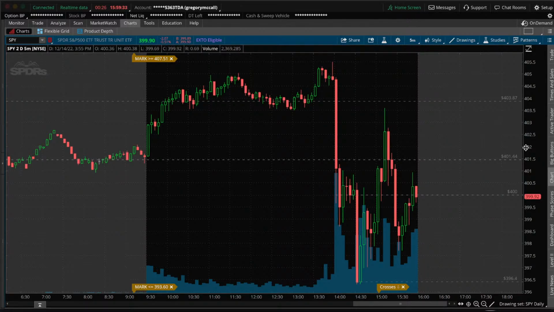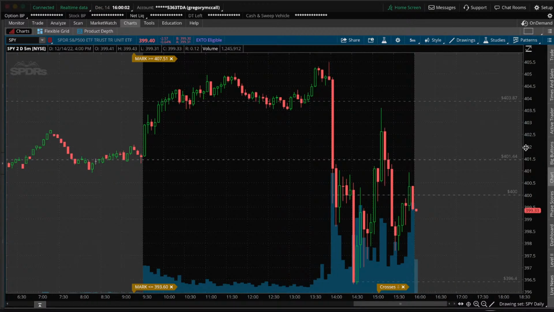Got about 30 seconds left. All right, let's see if we end the day above 400 or not. Doesn't look like we will, but maybe somebody comes in and buys at the last second. No, looks like we're going to miss that 400 mark. Yep, end of the day at 399.40.